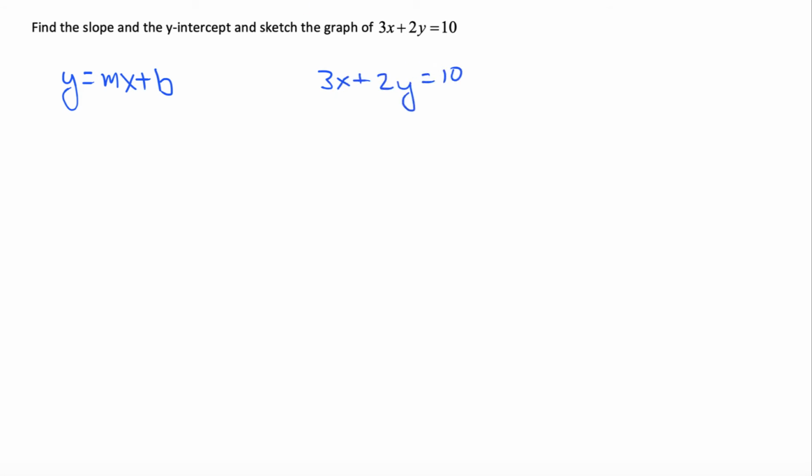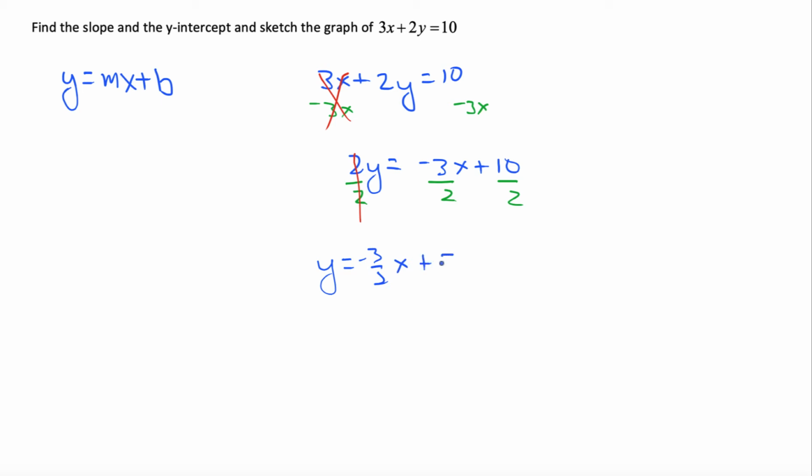So the first thing we should do is subtract 3x from both sides. Okay. So the 3x will cancel out on the left. Now on the right side, I'm just going to write the x term first. So it's negative 3x plus 10. Finally, I'm going to divide everything by 2. And the 2's do cancel out. 2 divided by 2 is 1, so we're left with y. So y equals negative 3 over 2 x plus 5.